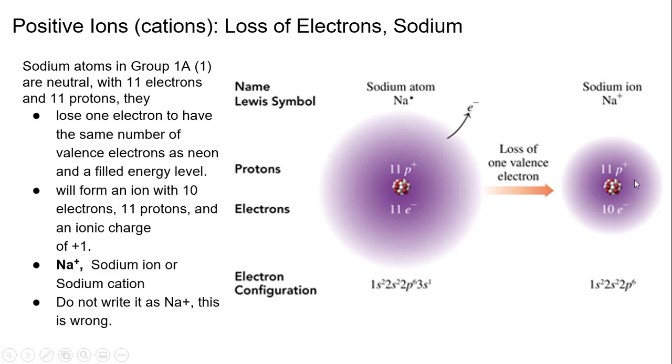It now has 11 protons, 10 electrons, and you absolutely have to indicate this is an ion and not a neutral atom. So how do you do that? Well, let's look at the first part. Electron configuration: you have to remove this 3s. It's not there anymore. It has 10 electrons.